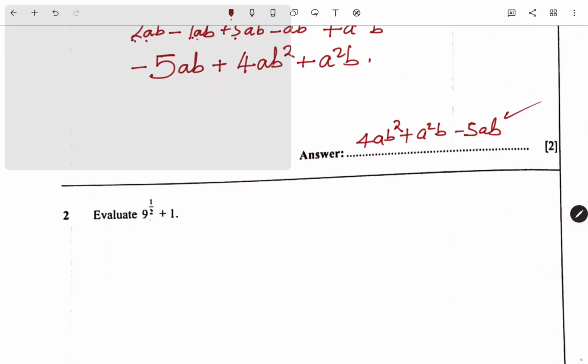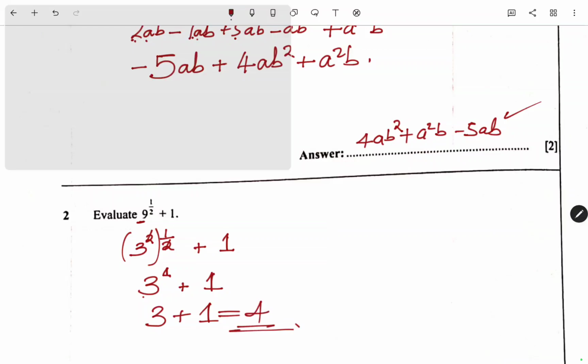Evaluate. Remember from the laws of indices, this 9 can also be expressed as 3 squared. Now there's a power there, which is 1 over 2 plus 1. This and this will divide, so this will be 3 to the power 1 plus 1. 3 to the power 1, this will be 3 plus 1, which will give us 4. We're done.